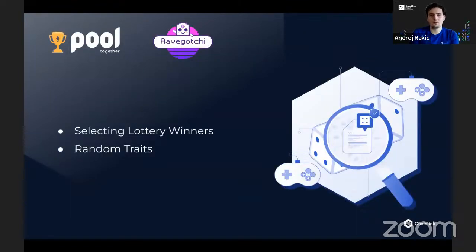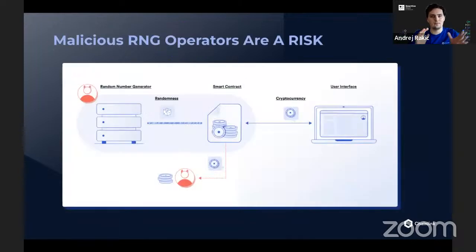Some notable projects are using VRF, like PoolTogether and Aavegotchi, for gaming, random traits, and off-chain and on-chain lotteries, etc. But it doesn't matter, this is really important. On-chain randomness is extremely risky and extremely insecure on a blockchain. Please don't do that. That's it.